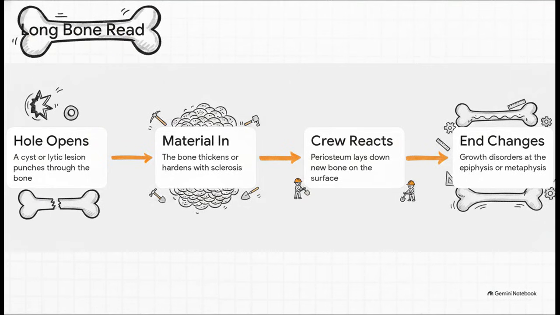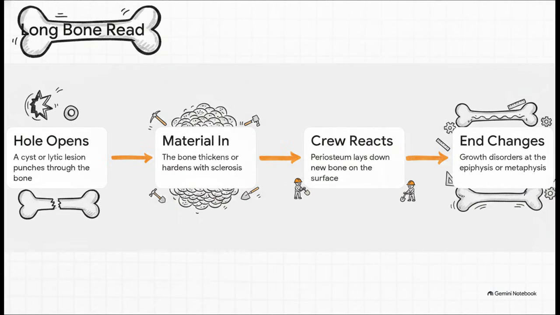For the long bones of the arms and legs, the vibe shifts again. I want you to visualize every single long bone as an active construction site with a growing end. On this site, every long bone tells the exact same 4 stories. Walk through this 4-step read with me. Step 1. A hole opens up. Is it a slow dig or a super destructive break-in?